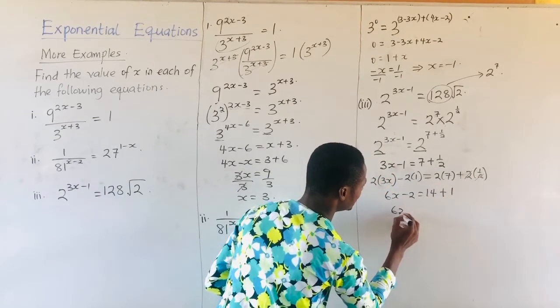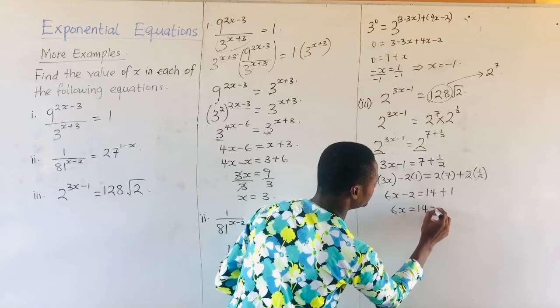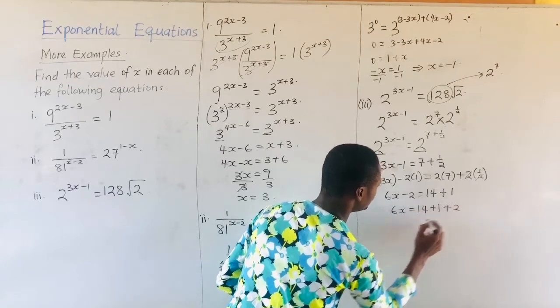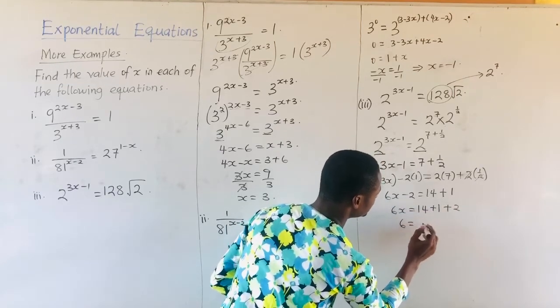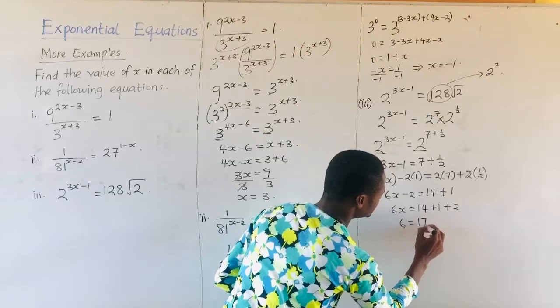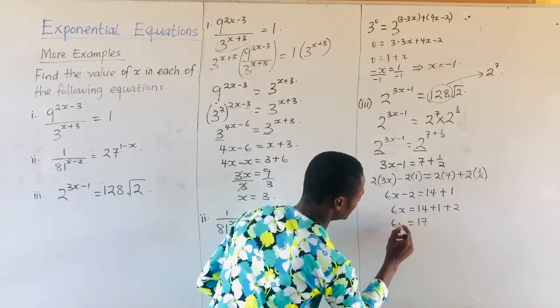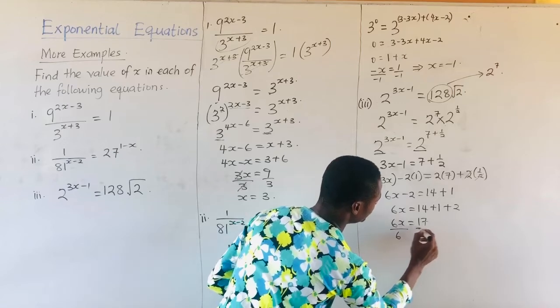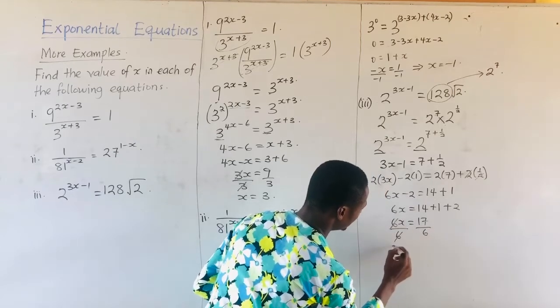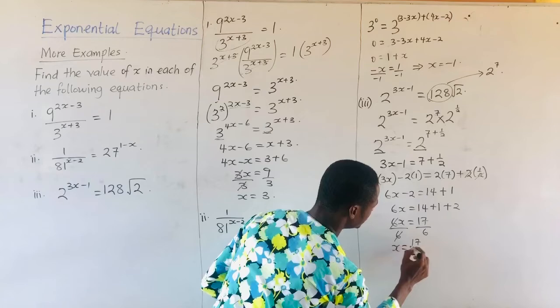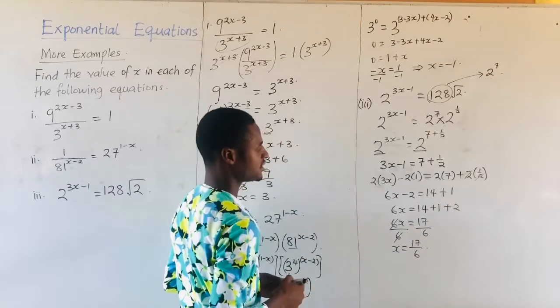So 6x is equal to 14 plus 1 plus 2. 6x will give us 17. And then we divide through by 6 to have x is equal to 17 over 6.